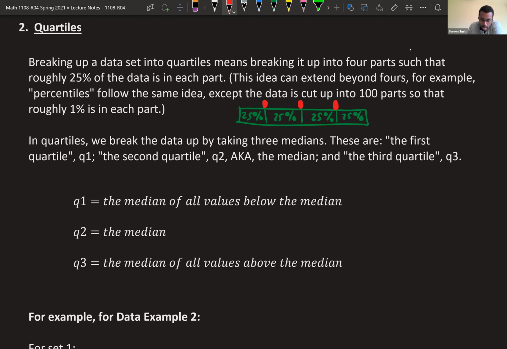Now the first one is what we call Q1. The second one is what we call Q2. The third one is what we call Q3. Now, of course, you'll notice at Q2, there's 50% of the data on either side.